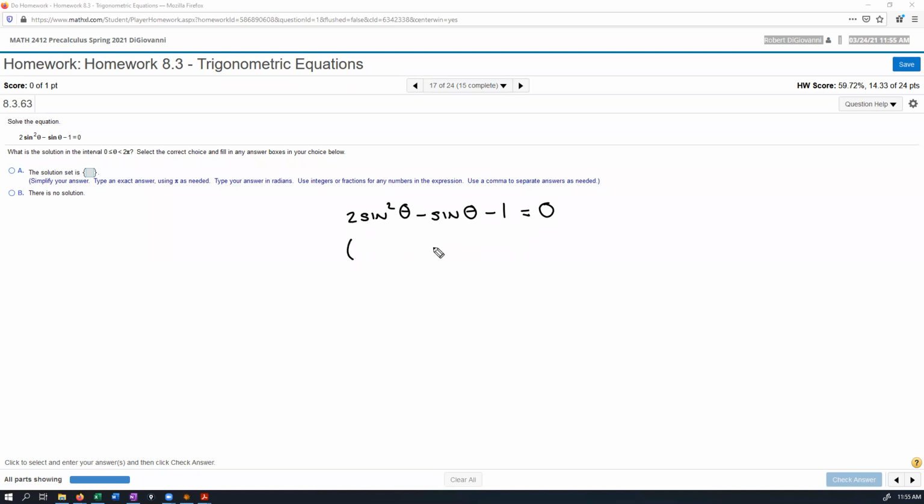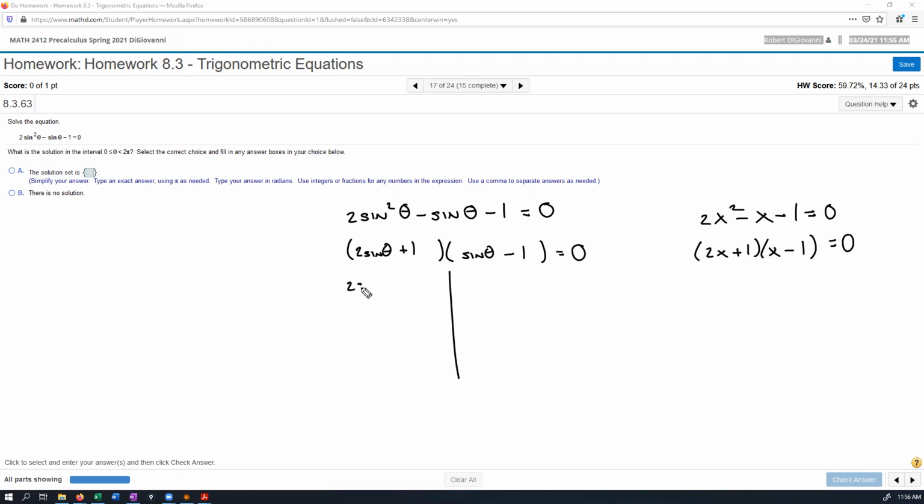And so we can factor it just the way we would factor something like 2x squared minus x minus 1 equals 0. So that would factor as 2x plus 1 and x minus 1. I think we did this in class, might have been cosine though. So 2 sine theta plus 1 and then sine theta minus 1. Let's double check. Yeah, this is right. Now we have 2 equations. Set them both equal to 0.